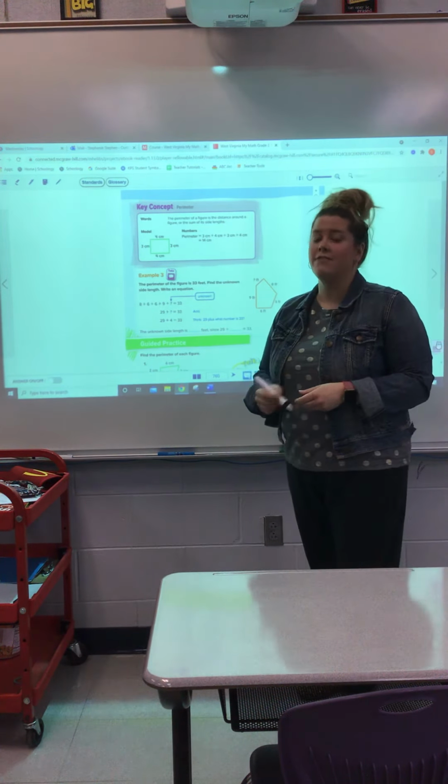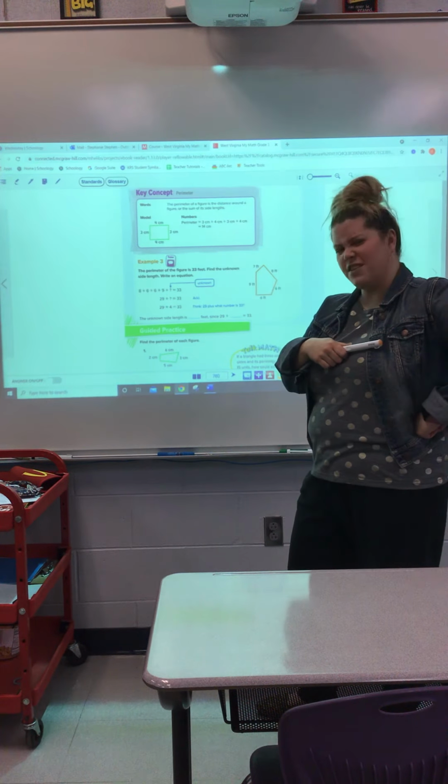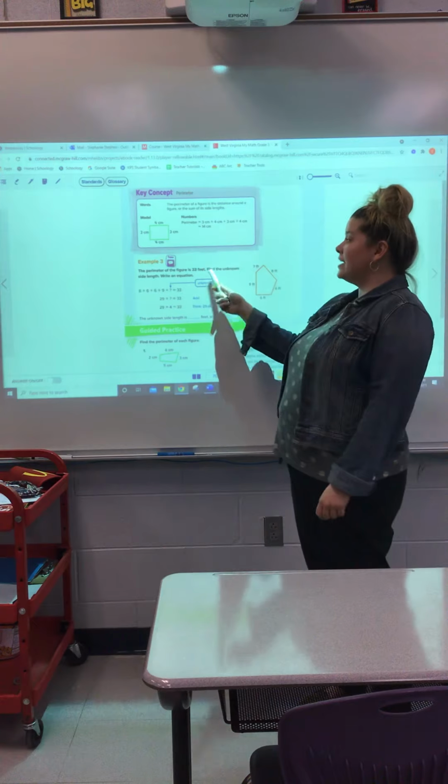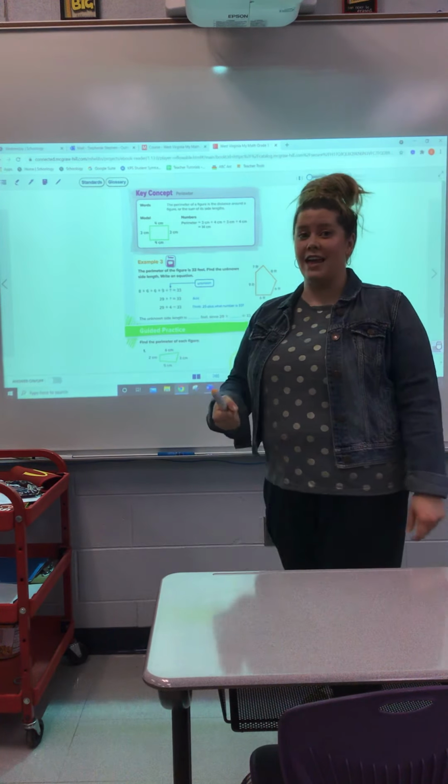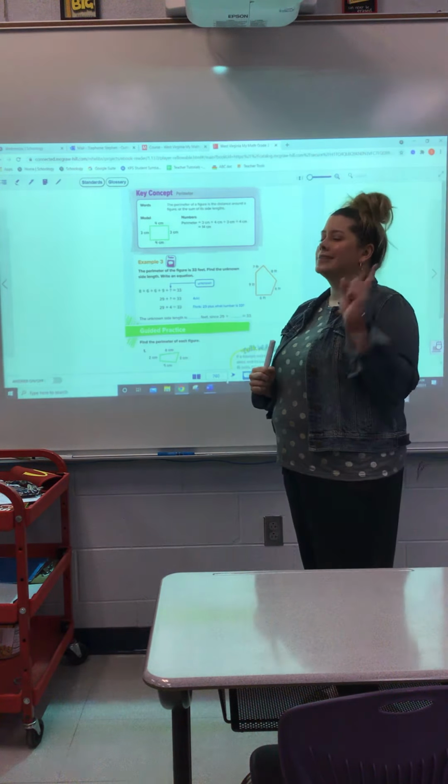All right, now my board was going crazy. Let's take a look at example number 3. The perimeter of the figure is 33 feet. They started this problem by telling me the perimeter instead of me having to figure it out. Find the unknown side length and write an equation. Okay, so now we're kind of working backwards. We now know the perimeter. We have to figure out a missing side.